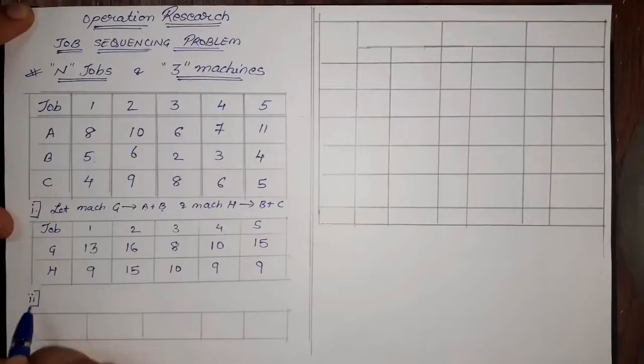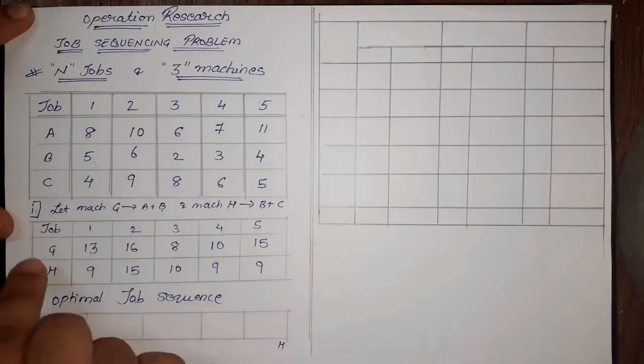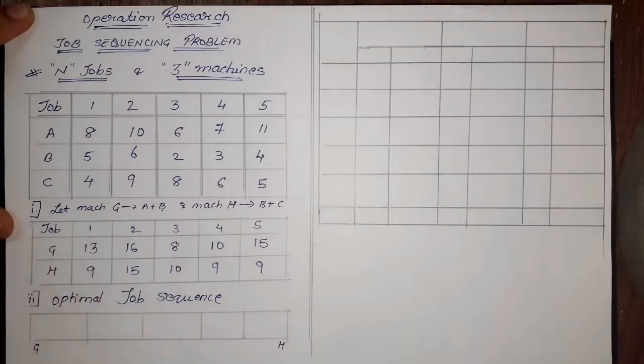Step number 2, we need to find the optimal job sequence. In order to find the optimal job sequence, we'll have to create a table with 5 columns because there are 5 jobs available. The left side represents machine G, the right side represents machine H. Now we need to pick out one by one, starting from the least number of hours taken. If it represents machine G, we'll start from the left side. If it represents machine H, we'll start from the right side.